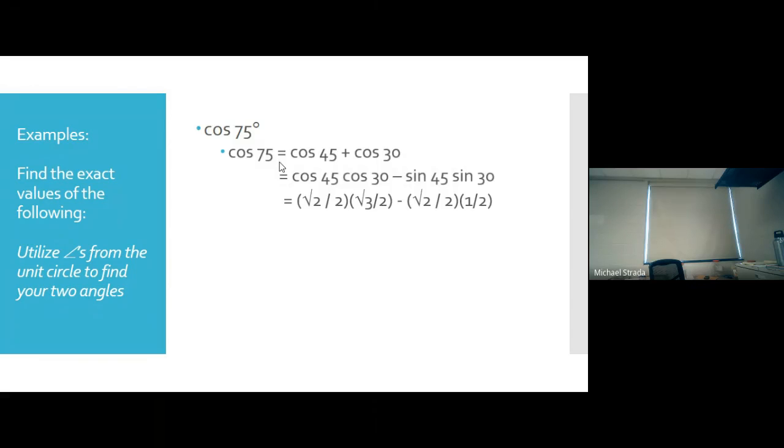So root 2 times root 3 is root 6. So that becomes root 6 over 4. All right? Root 2 times 1 is root 2, so that's root 2 over 4. You will notice those two denominators are exactly the same, so we can put them together. So our final answer would be root 6 minus root 2 over 4.